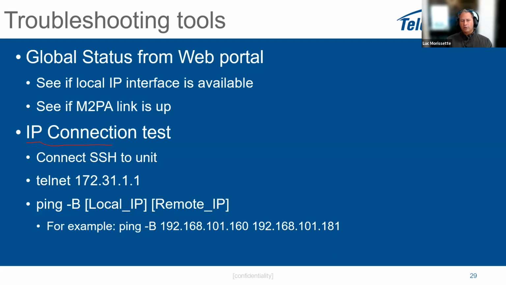And this is the procedure: connect SSH to the unit. So you can't do it from the web portal. You need to connect with a secure connection to the unit. You do a telnet internal to the system, and then you can do a ping command. It's a bit different than the standard Linux ping command, but it does the same function. And I will show you this.